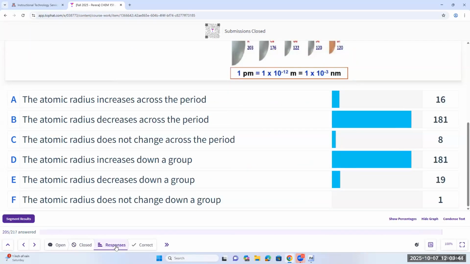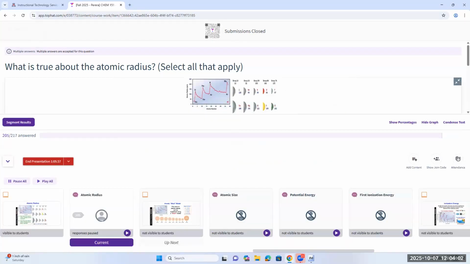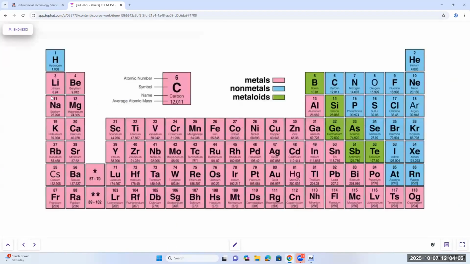Let's see your responses. Most of you observed that atomic radius decreases across the period. If you did not see this, let me help you see this trend. If you look at the periodic table, you see that lithium to neon is one period. Hydrogen to helium is one period. Lithium to neon, sodium to argon, potassium to krypton. Those are our periods.